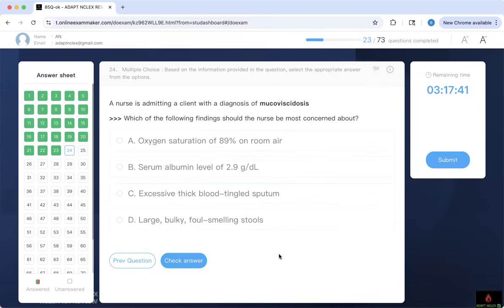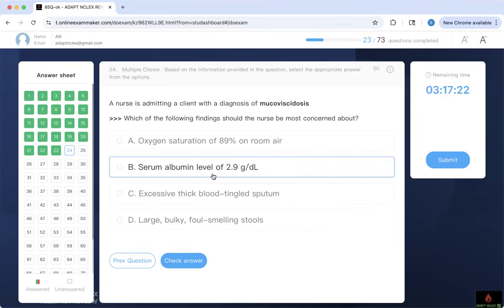You pick your answer. Pick it and let me know where you're watching from. But mucoviscidosis is cystic fibrosis. That's all. Mucoviscidosis, cystic fibrosis. Which finding is concerning? Saturation of 89. What do you think? The patient is hypoxic.